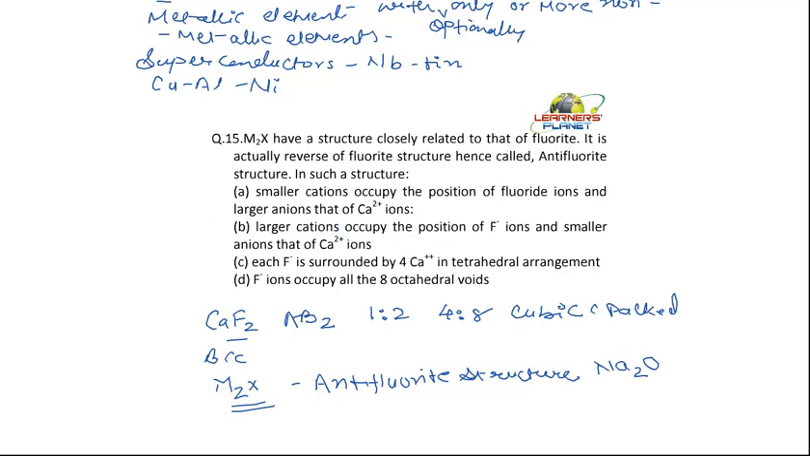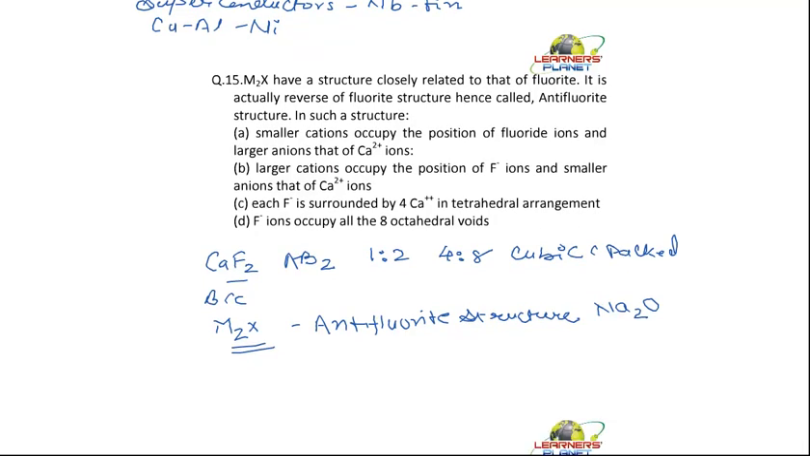Now, in the fluoride structure, students, which is bigger in size? Calcium. Which is the bigger one? It is calcium. Ca2+ is bigger and is forming the packing. And your F- is smaller, right? And so it is present in voids.